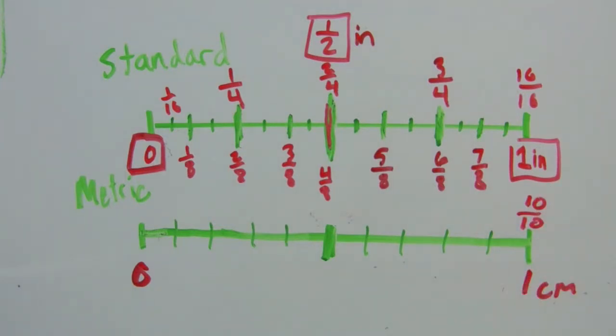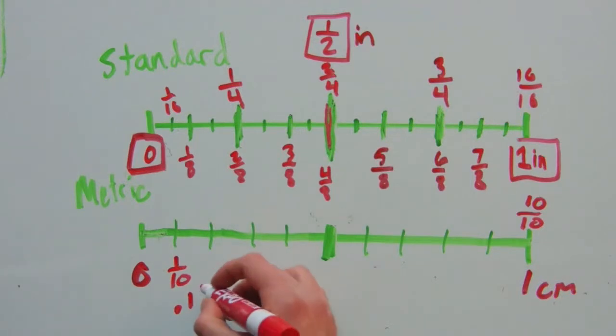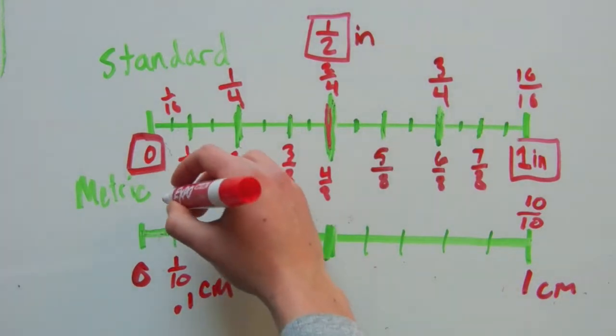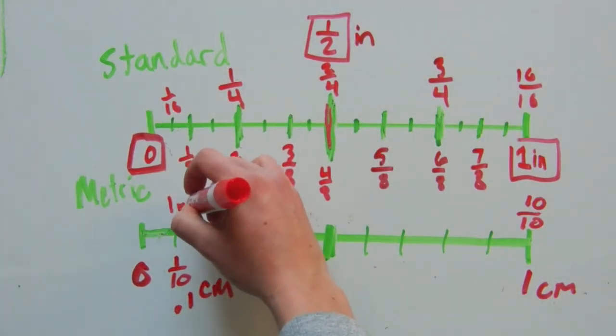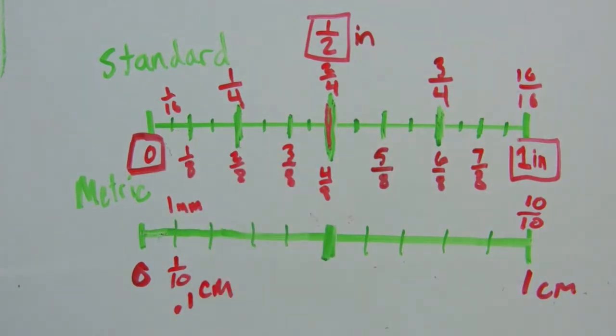But centimeters can be broken down into another label. With inches, we would have to say that it was a fraction of an inch. But for centimeters, you can break those down into millimeters. And a millimeter represents 1/10 of a centimeter. So this is 1/10 of a centimeter, which is the same thing as 0.1 if you wrote it as a decimal. And that's of a centimeter. Or you can write 1 millimeter, mm.